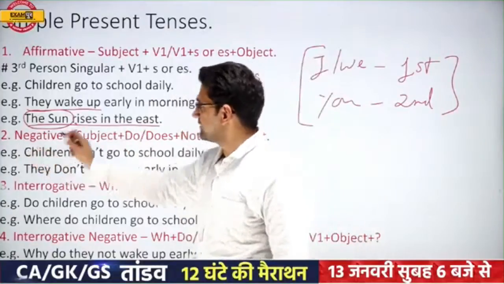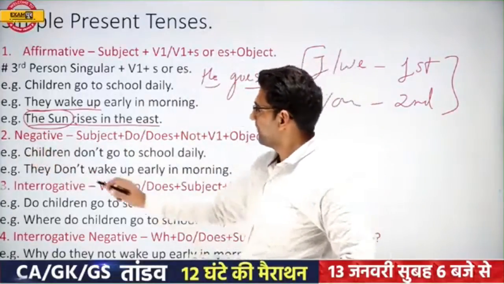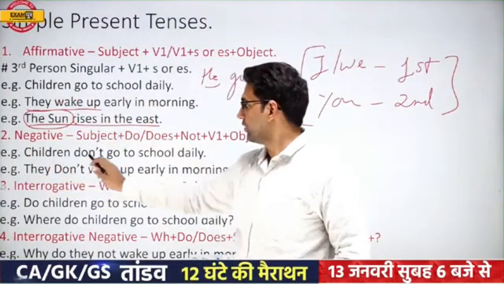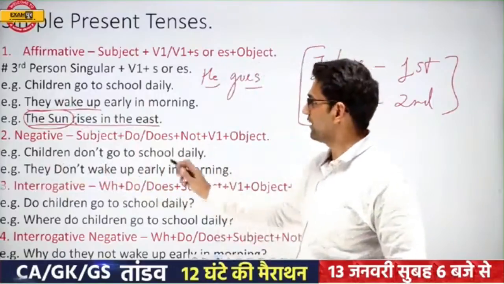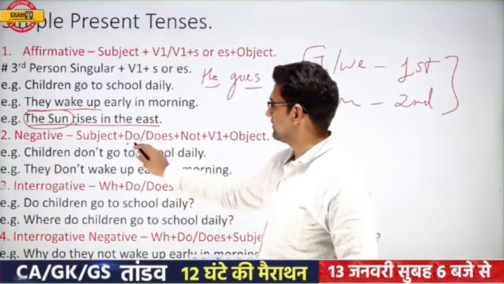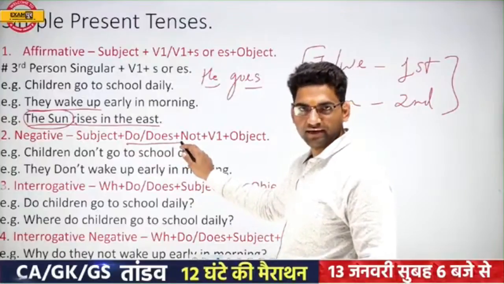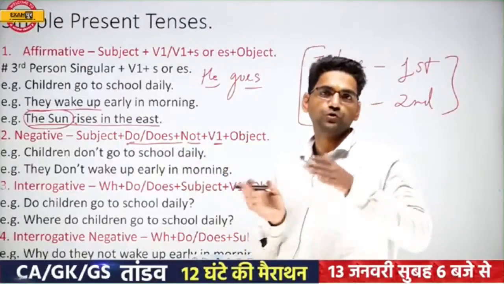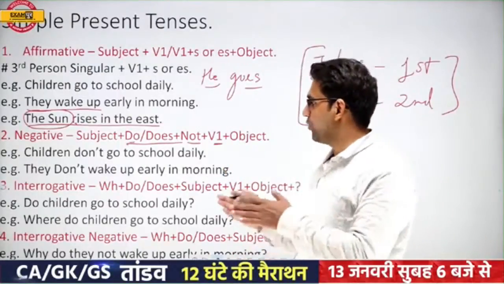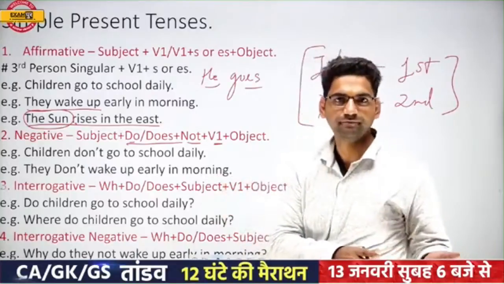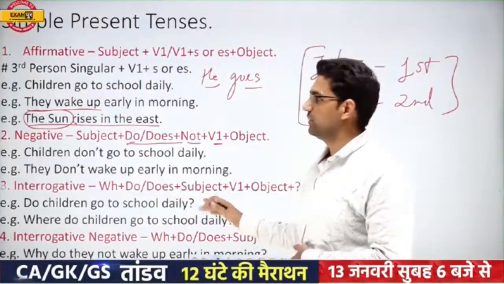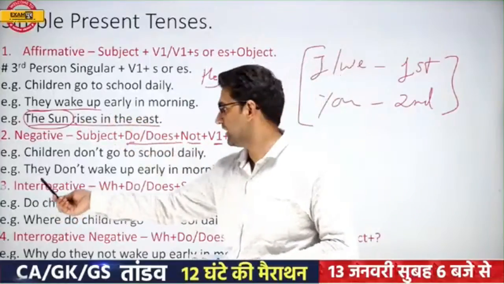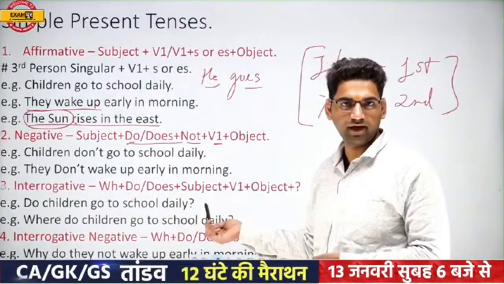Now look at the negative sentences of simple present tense. The negative of children go to school daily is children do not go to school daily. So for negative we use do and does. For negative sentence we use do, does, not plus V1. So children don't go to school daily. They don't wake up early in morning. वो सुबह जल्दी नहीं उठते हैं। वो सुबह जल्दी उठते हैं, they wake up early in morning. वो सुबह जल्दी नहीं उठते हैं, they don't wake up early in morning.